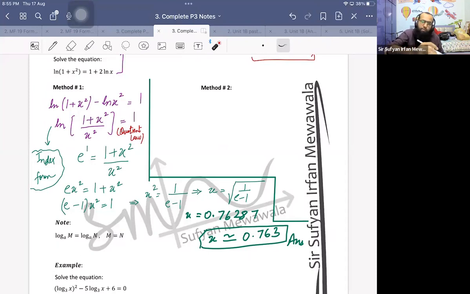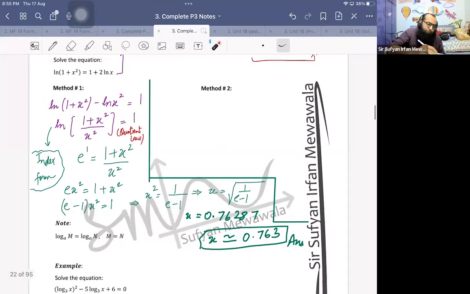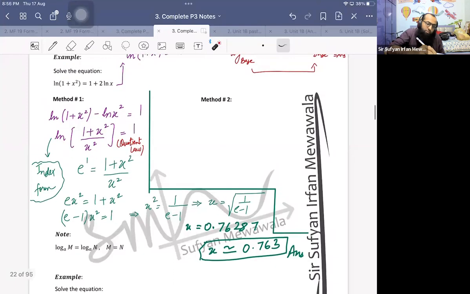Okay, moving on towards method number 2. Now look, what is method number 2? Method number 2 says rewrite 1 as ln e and then use product law. So I'm solving it over here. ln(1 plus x square) equals 1, which equals ln e plus ln x square.